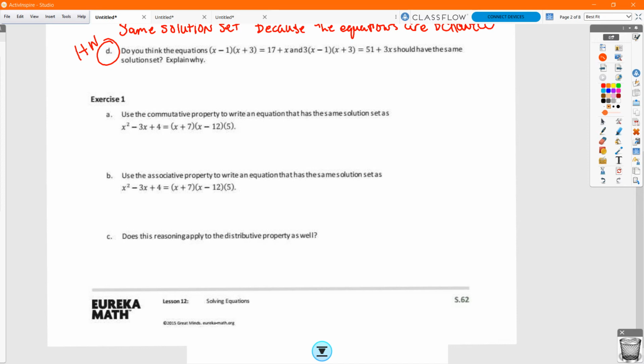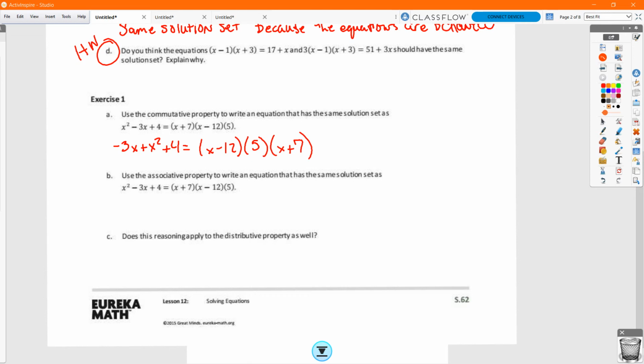Okay, it wants me to use the commutative property. The commutative property states I just need to move some things around. So I can rewrite x squared minus 3x plus 4 as negative 3x plus x squared plus 4, and that would equal x minus 12 times 5 times x plus 7. I used the commutative property. Everything is still the same. Nothing's changed. All the terms are right.